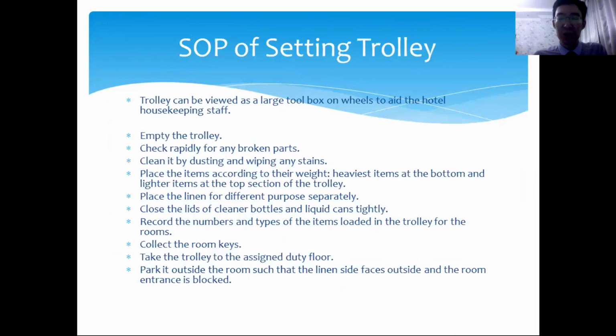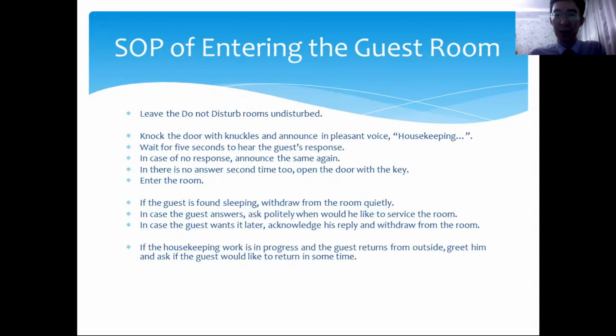So the standard operational procedures of housekeeping consist of setting the trolley. A trolley is basically a box on wheels that contains all the equipment. We're not going to go through all the procedures. They're written here. I hope you can see them and read them later by pausing this lecture.